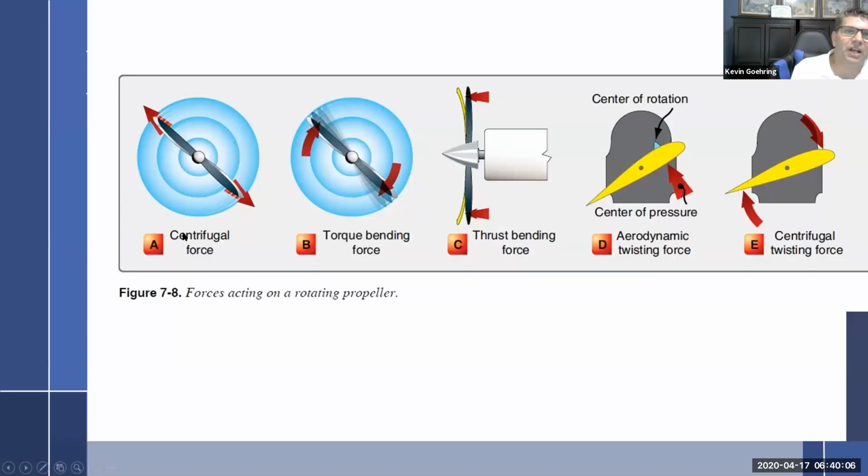Notice there's two centrifugal forces: centrifugal force A and centrifugal force E over here. You really need to keep those two completely separate because they are completely and totally different. So there's centrifugal and centrifugal twisting. Centrifugal force, just like the picture shows here, is just trying to take the blade and rip it out of the hub.